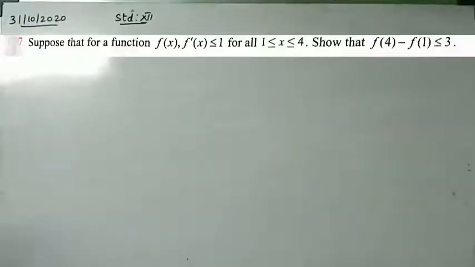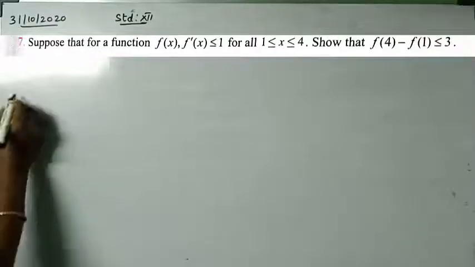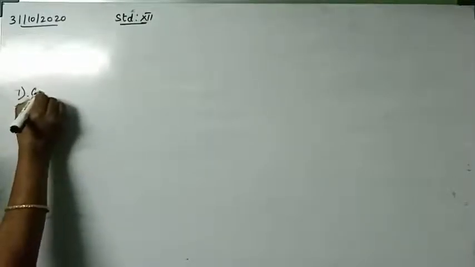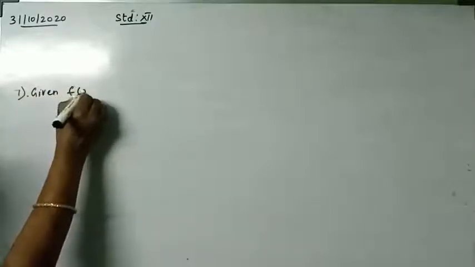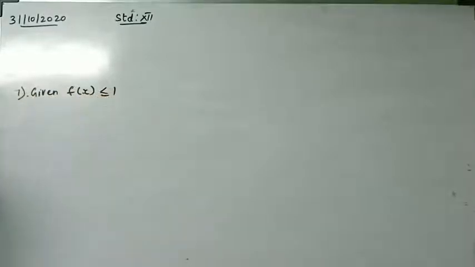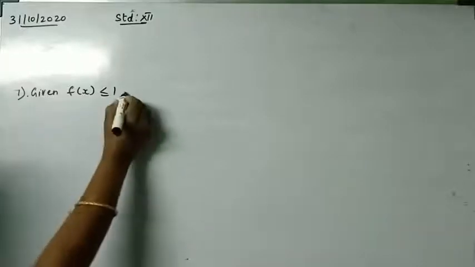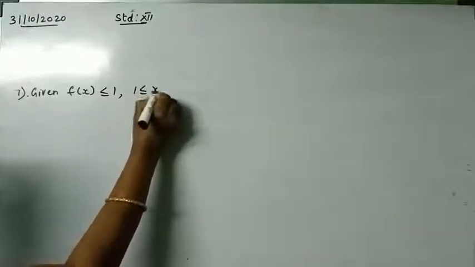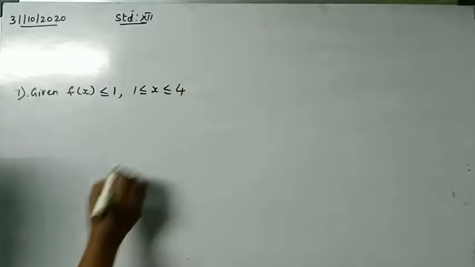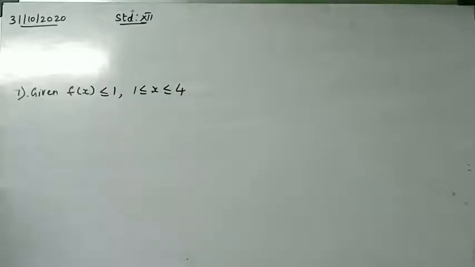Now question number 7. Suppose that for a function f of x, f dash of x is less than or equal to 1 for all x with 1 less than or equal to x less than or equal to 4. Show that f of 4 minus f of 1 is less than or equal to 3. So what is given here? Very simple. Given f dash of x is less than or equal to 1 for all x in 1 to 4. So the interval is 1, 4.